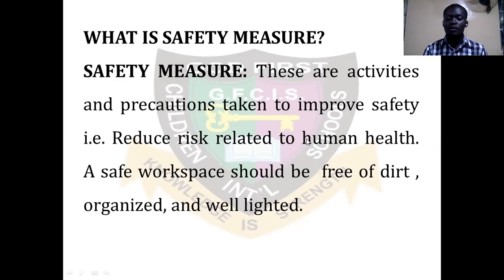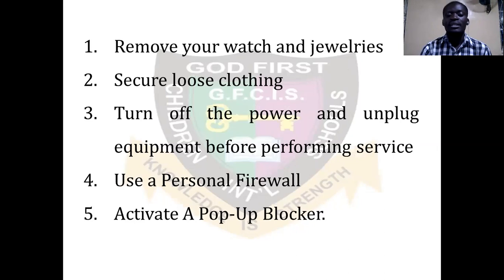That is why we said a safe workplace should be free of debris, organized and well lighted. So before you can say this place is safe, it must be free from debris. It must be organized and well lighted so you can see things clearly. So safety precautions are activities and precautions taken to improve your safety, or anything you do to minimize or cancel risk that relates to your health. It's all called safety measures.